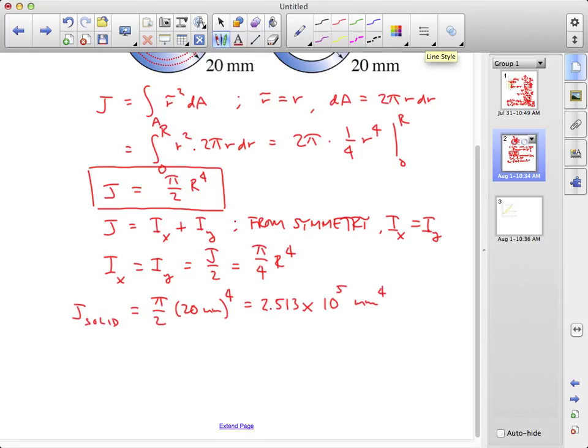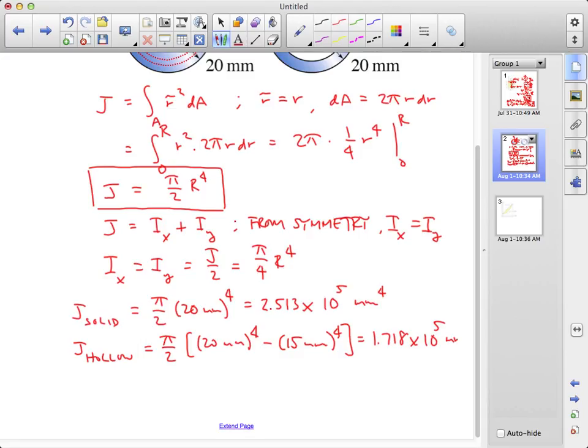And for the annular cylinder, or the hollow cylinder, again, we can think about this as the difference between a larger solid and a smaller solid. So this is just going to be 20 millimeters to the 4th minus 15 millimeters to the 4th. And that number turns out to be 1.718 times 10 to the 5th millimeters to the 4th.